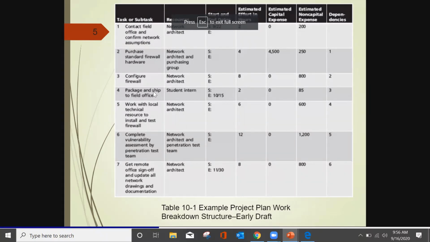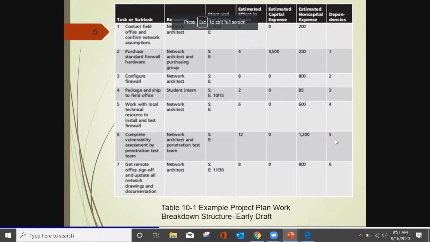Similarly, working with the technical resource and installing the firewall, this is done by a network architect. So this will depend on whether the package was shipped to the field office. And once it is shipped to the field office, the network architect will install it for another $600. And then you complete the vulnerability assessment and the penetration testing. Again, a network architect has to be paid around $1,200 to get the work done.